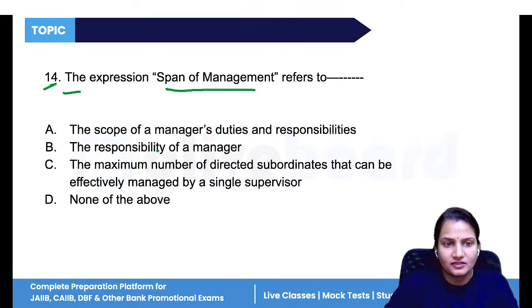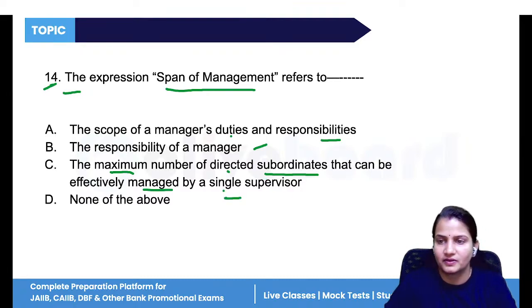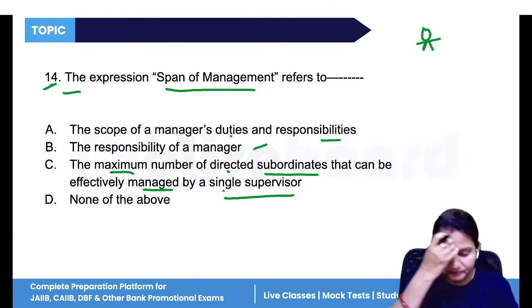Span of management. The scope of a manager's duties and responsibilities, or the maximum number of directed subordinates that can be effectively managed by a single supervisor. See, what is span of management? Suppose you are a person.